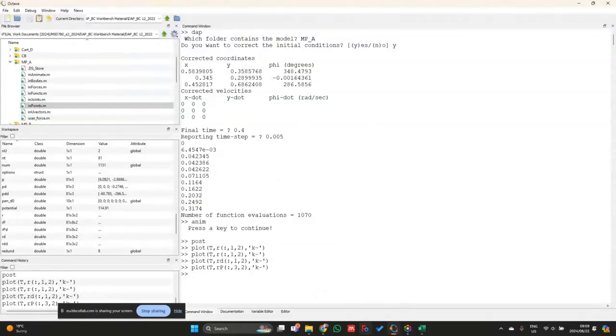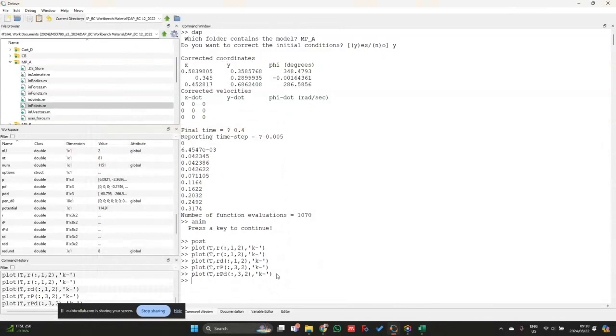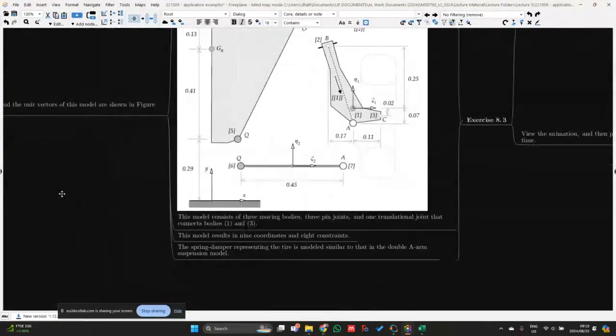Right, and then if we also want to plot the velocity of this point, then we're simply going to use RPD, and now we can see this velocity profile over here as well. And once again, the velocity profile will probably differ a bit from what we saw for the mass center. Okay, right, so any questions so far on this first model?